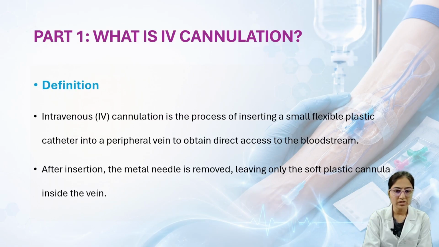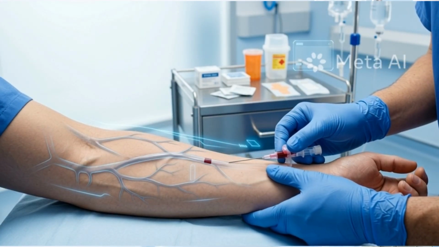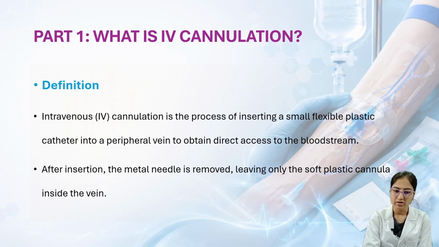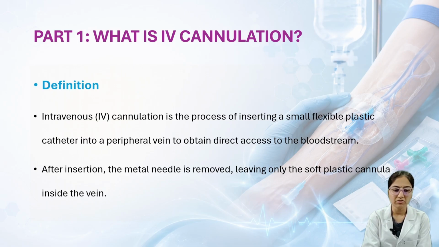First, we'll see what is IV cannulation. Intravenous cannulation is the process of inserting a small flexible plastic catheter into a peripheral vein to obtain direct access to the bloodstream. It is a process of insertion of a flexible plastic catheter into the vein, and then after insertion the metal needle is removed, leaving only the soft plastic cannula inside the vein.